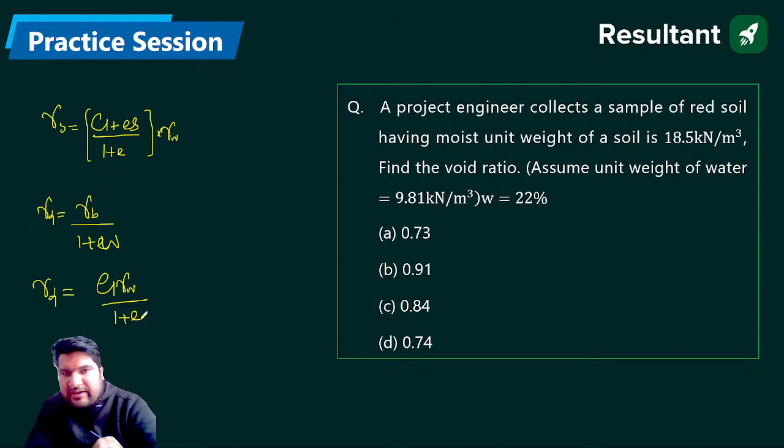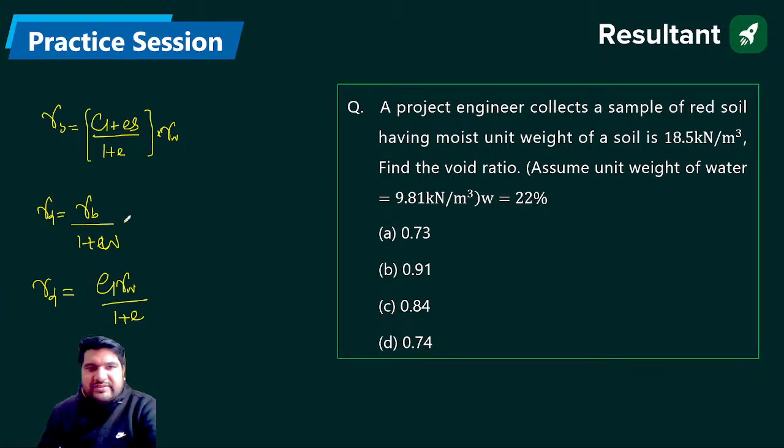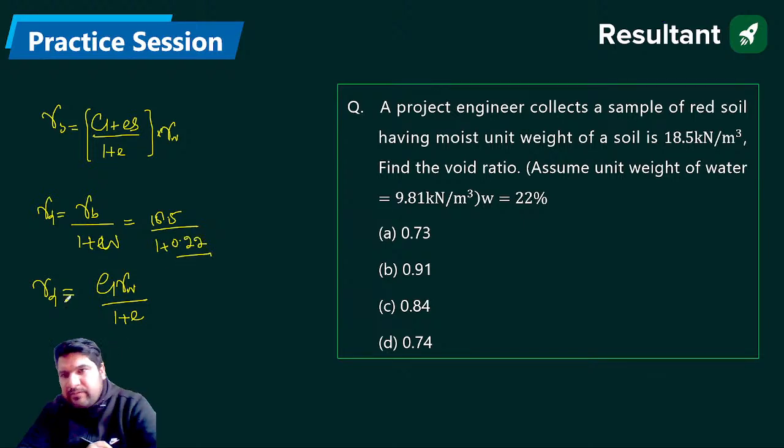Harshita and Arnav have solved this question. It's an easy question, a little bit tough on the calculation side. So the gamma bulk value is 18.5. Absolutely correct, sir. 18.5 by 1 plus water content, 0.22. So you will calculate gamma d. Now gamma d value is G gamma w by 1 plus e. That is not given here.